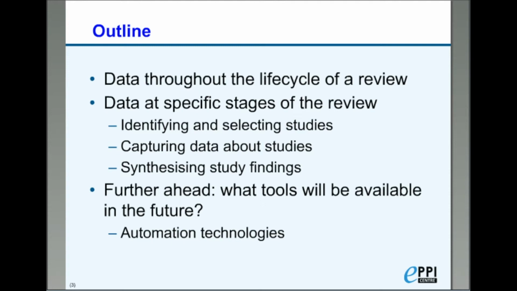So I'm going to talk about three broad areas of tools for use in systematic reviews. I'm going to talk a little bit at the beginning about data and data management throughout the life cycle of a review, and then think about data at specific stages of the review. In particular about identifying and selecting studies for inclusion in the review, capturing and extracting data to describe the studies, and how to synthesize study findings.